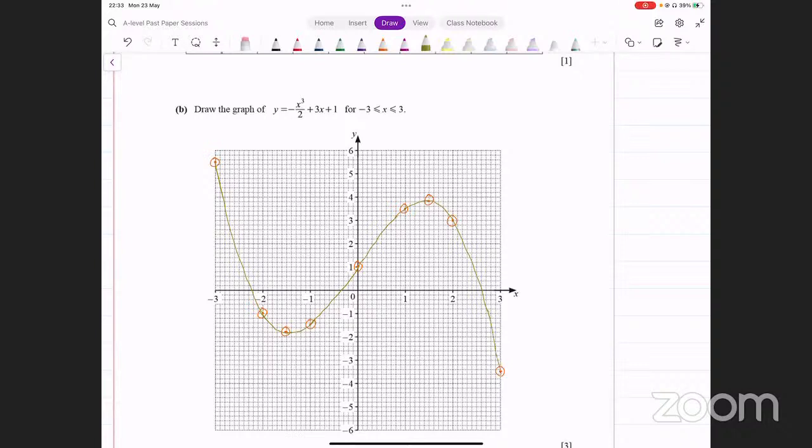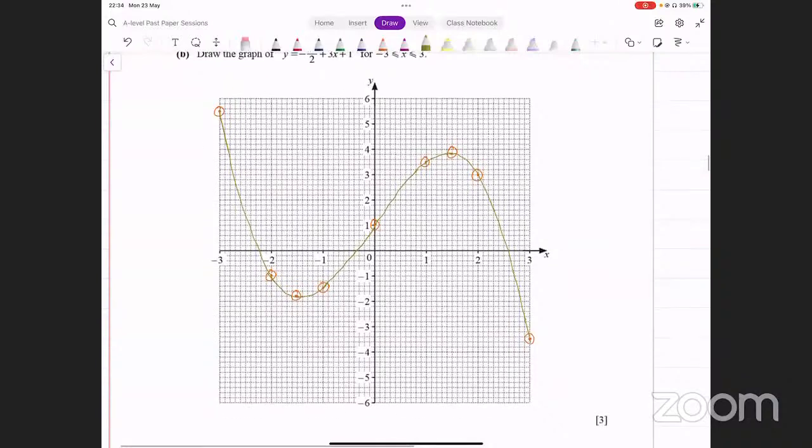So this is how the curve may look. Of course, it depends on your drawing skills. Mine are not very good, but at least I'm trying. You also have to see that your curve is smooth. Don't make straight lines, okay? So this is what the curve is going to look like. Your curve is done. Okay? So that's 3 marks.